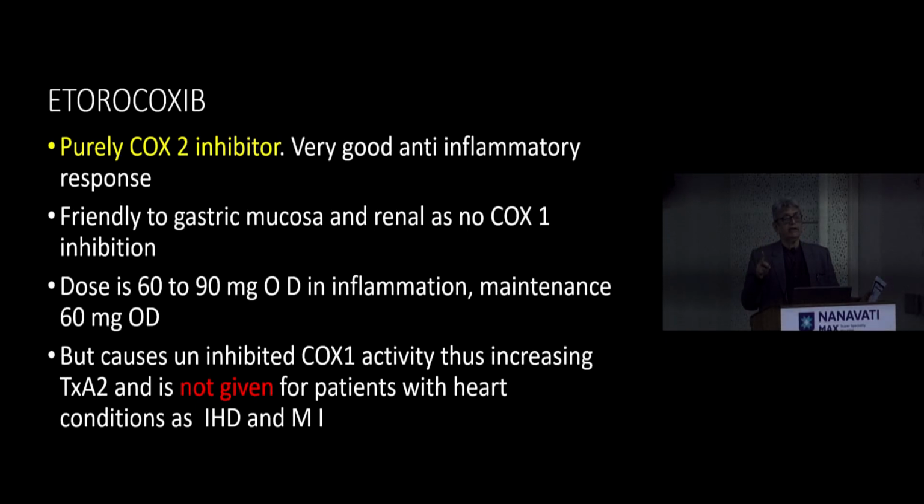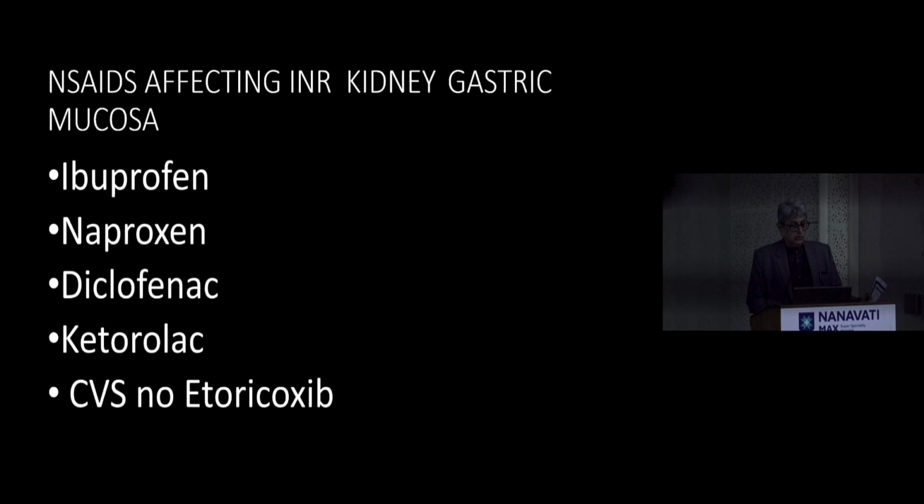You can give 120 milligram stat and 60 milligram OD, but it causes uninhibited COX-1 activity, thus increasing thromboxane A2, and therefore it cannot be given for patients with heart diseases. So provided he has no heart disease, you can give this patient etoricoxib 60 milligram OD. So NSAIDs affecting INR, kidney, gastric mucosa, all these are affected. Ibuprofen, naproxen, diclofenac, ketorolac and CVS. Obviously no etoricoxib for any CVS patient.